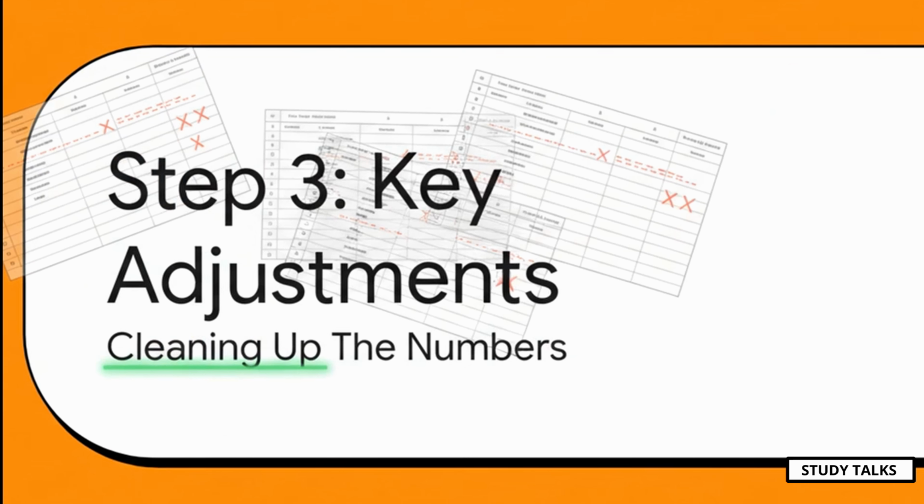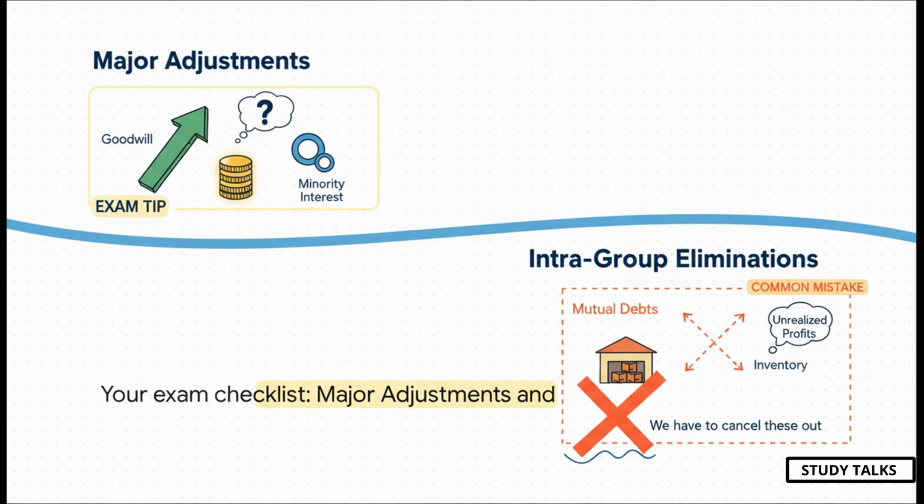All right, we've calculated our goodwill. We've calculated our minority interest. The final big step is a bit of housekeeping. We need to make some adjustments to cancel out any transactions that happened inside the group, between the parent and the subsidiary. Think of this as your final exam checklist.